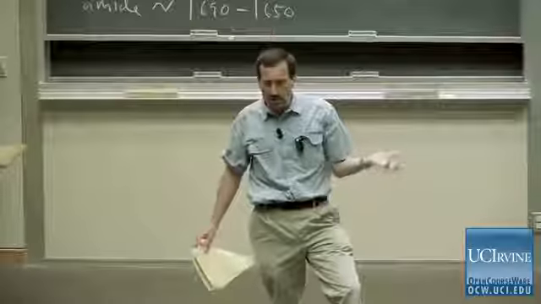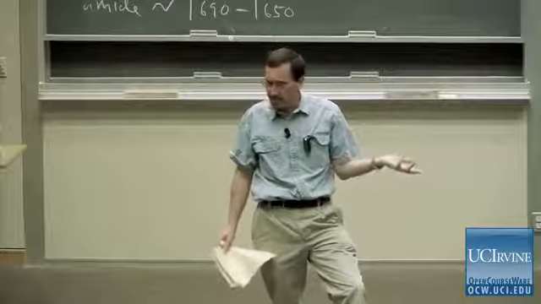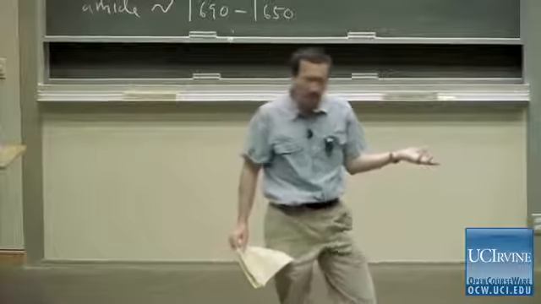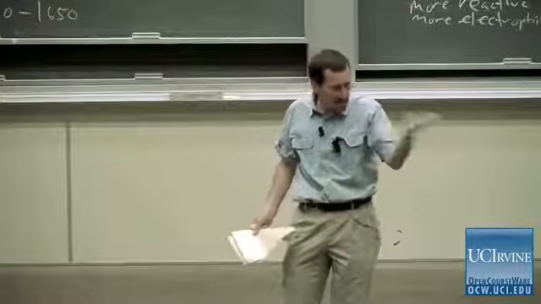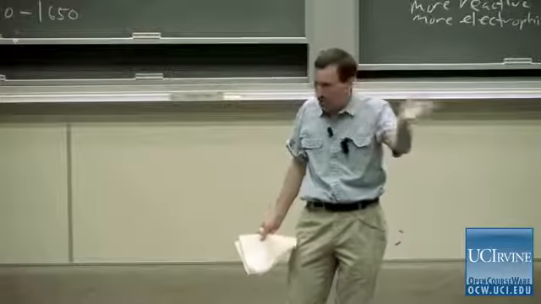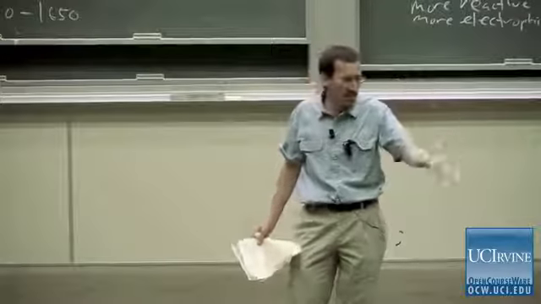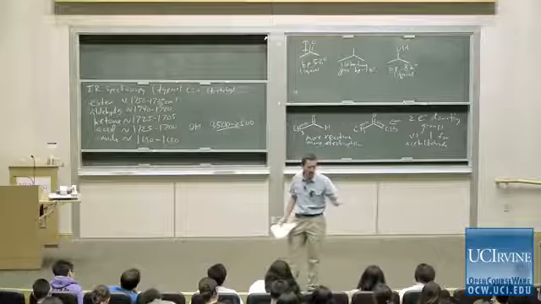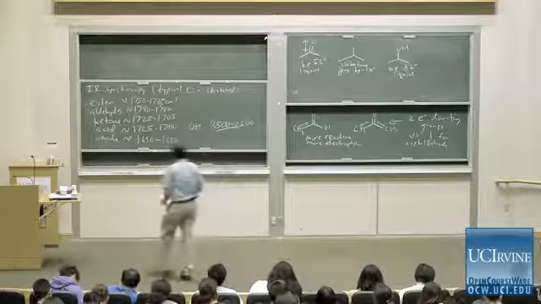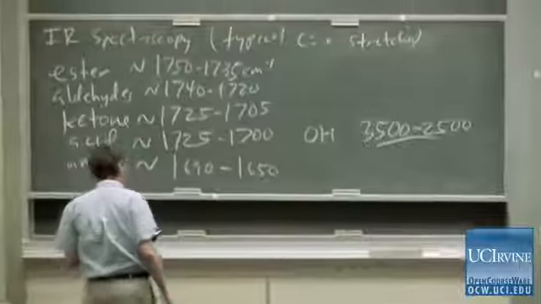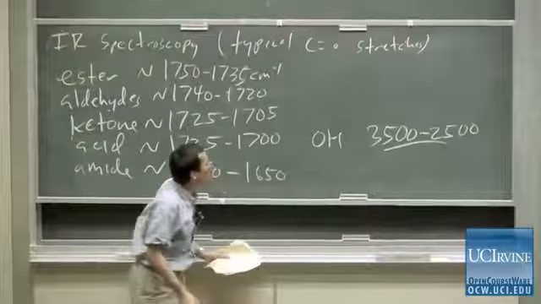So for the most part, if you saw a peak at, say, 1715 wave numbers, you'd say, well, that might be a ketone or it might be an acid, but then you look down at the region around 3,000 and you say, oh my God, there's this big blob here. It's got to be a carboxylic acid. So similarly, there are other corroborating features, albeit sometimes more subtle.